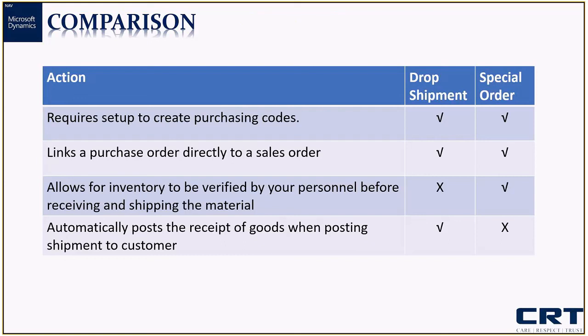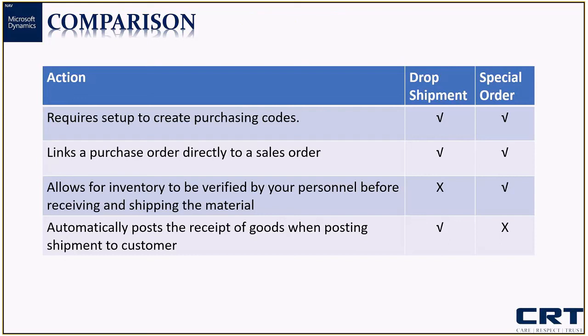The third point is for the inventory part. In drop shipment, you are unable to verify your inventory because the delivery is direct from your vendor to your customer. But in the special order function, yes, you do your manual receiving. So the inventory will reach your warehouse first. After you do the checking, QC, everything, only then will you ship the goods to your customer.